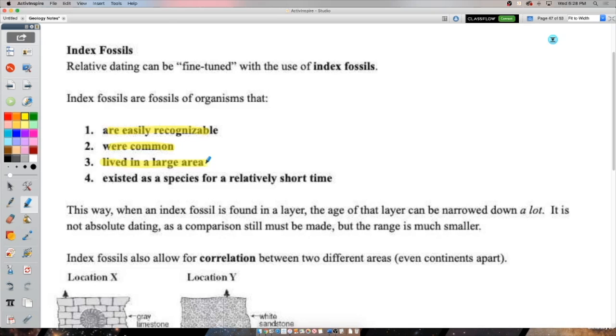And a really big one actually is that they need to exist for a pretty short time. And when we say short time in the history of the Earth, we mean like a few million years or so. Okay, they need to have gone extinct pretty quickly after they appeared.